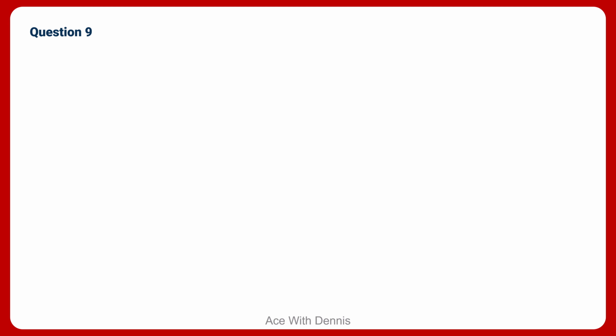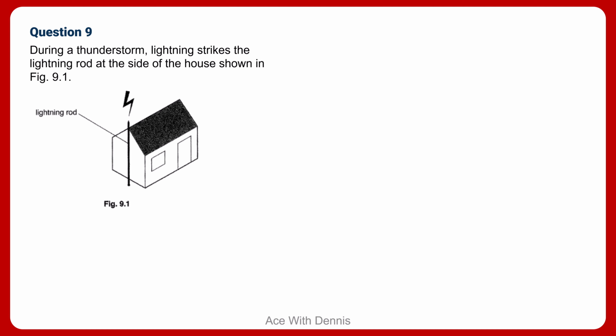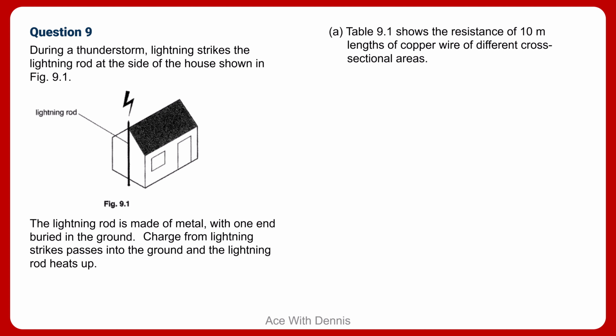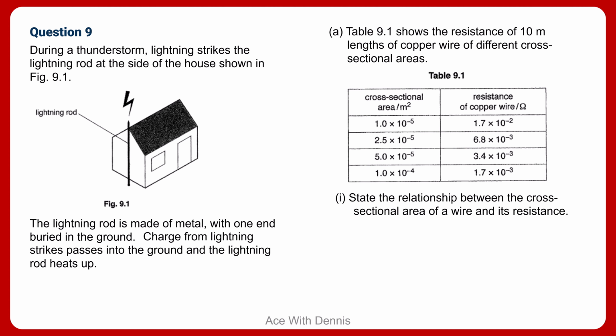Question 9. During a thunderstorm, lightning strikes the lightning rod at the side of the house as shown in figure 9.1. The lightning rod is made of metal with one end buried in the ground. Charge from lightning strikes passes into the ground and the lightning rod heats up. A. Table 9.1 shows the resistance of 10 meter lengths of copper wire of different cross-sectional areas. Part 1. State the relationship between the cross-sectional area of a wire and its resistance.